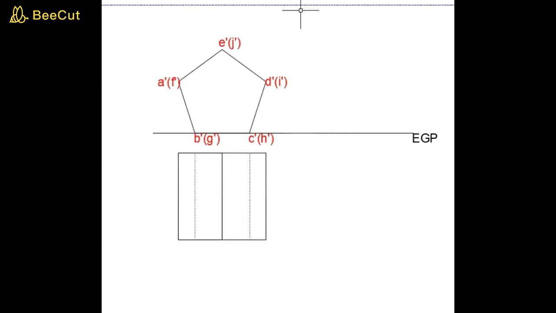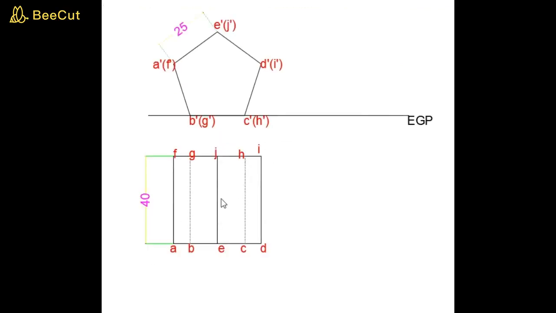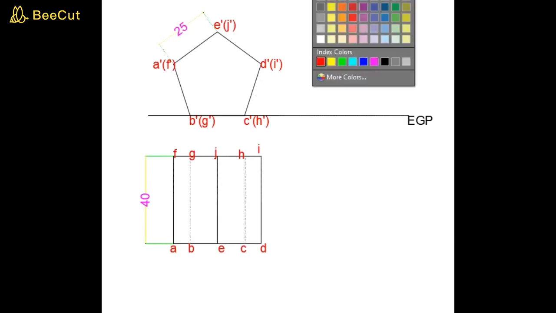Let's mark the points in the front view. Mark all the points in the front view also. So you get 10 points in the front view and 10 points in the top view. Now you can draw the plane of the picture plane, the PPP line.